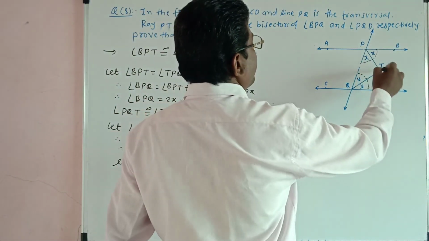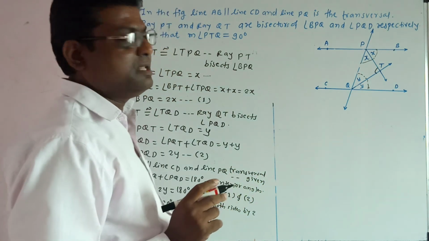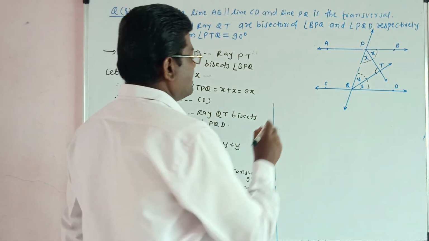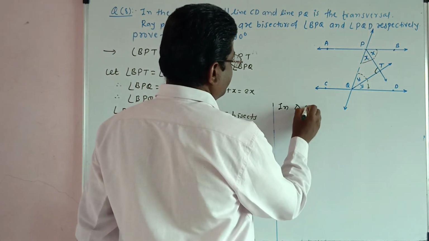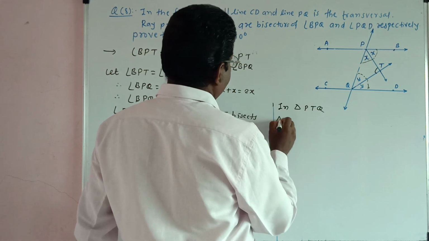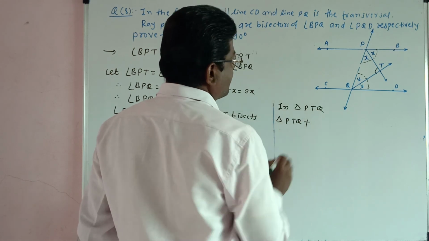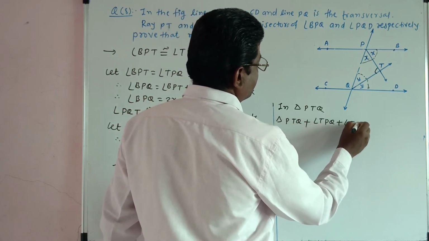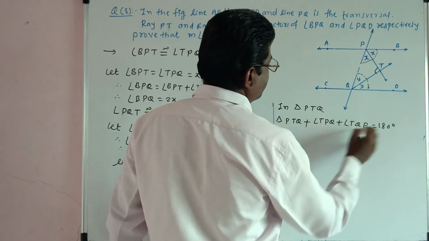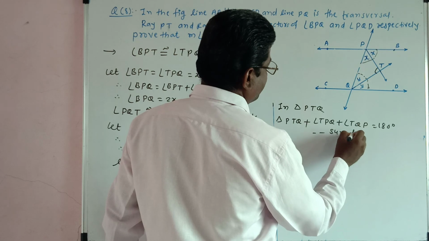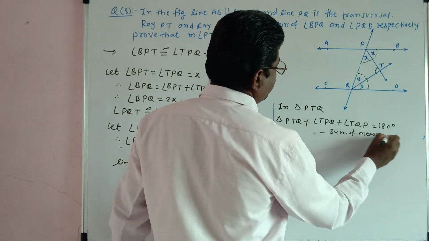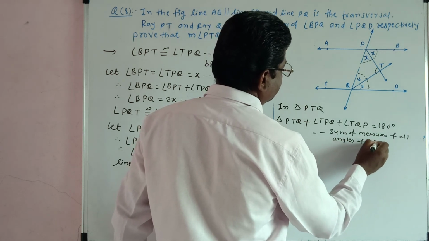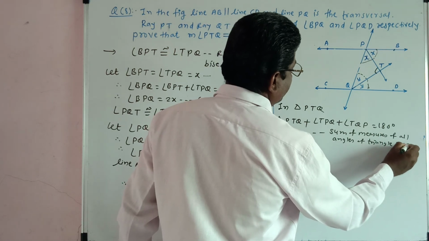Now consider this triangle PTQ. In this triangle, the sum of measures of all the angles is 180 degrees. So in triangle PTQ, angle PTQ plus angle TPQ plus angle TQP is equal to 180 degrees. Reason: the sum of measures of all angles of a triangle is 180 degrees.